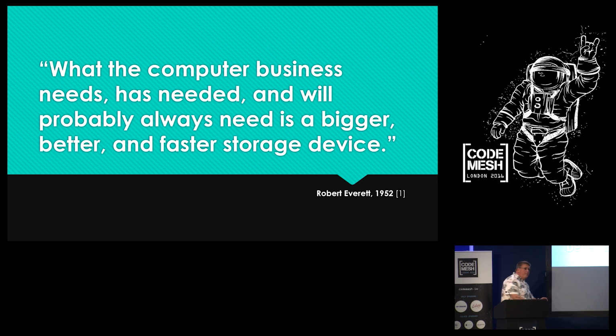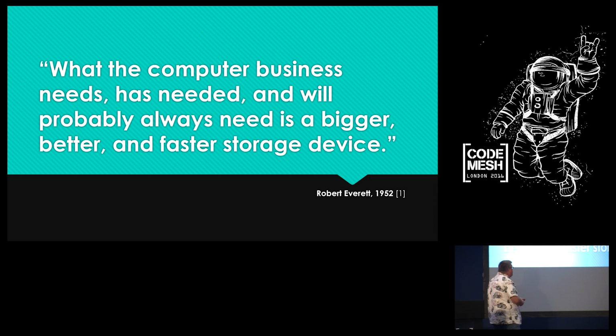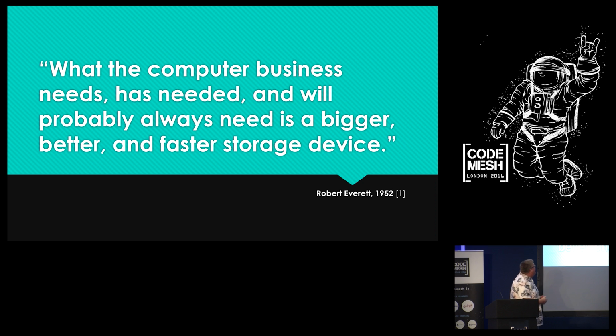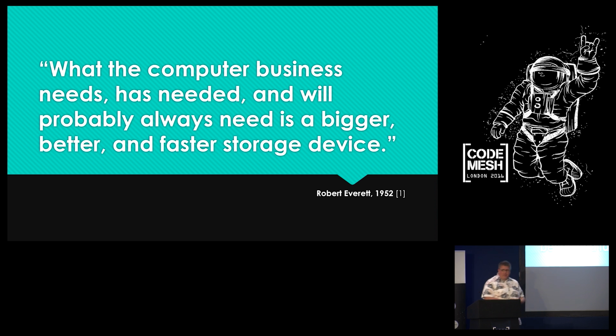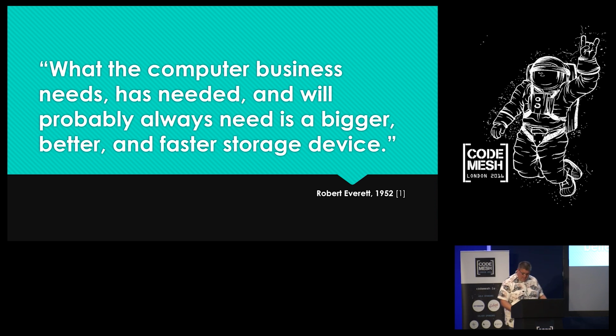All right. So this is a great quote that I found in a paper that I read about Whirlwind. It was written by Robert Everett. Robert Everett was one of the chief engineers that worked on Whirlwind. He was Jay Forrester's kind of assistant. But I think this is true now, and it was certainly true in 1952. He said, what the computer business needs and has needed and will probably always need is bigger, better, and faster storage. Okay, who disagrees with that?